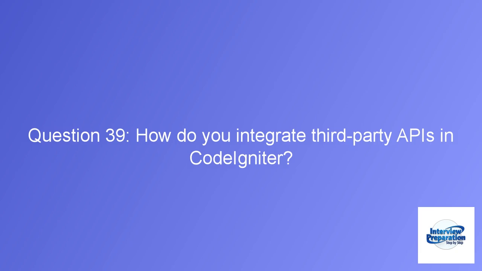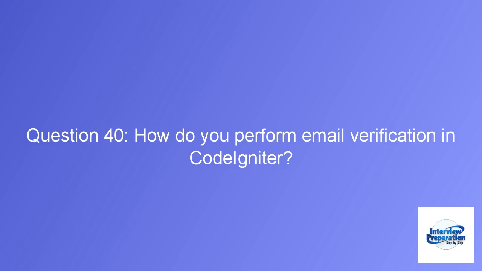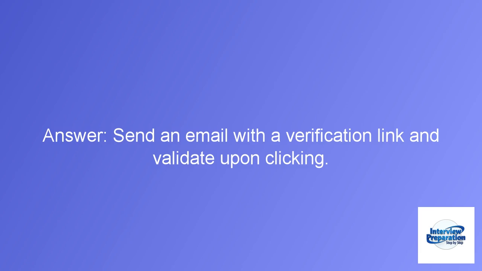Question 39. How do you integrate third-party APIs in CodeIgniter? Answer. Use cURL or Guzzle to make HTTP requests and process API responses. Question 40. How do you perform email verification in CodeIgniter? Answer. Send an email with a verification link and validate upon clicking.